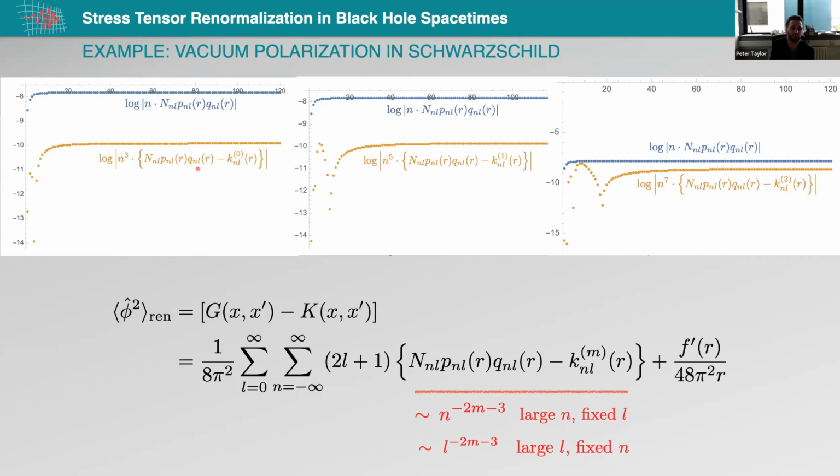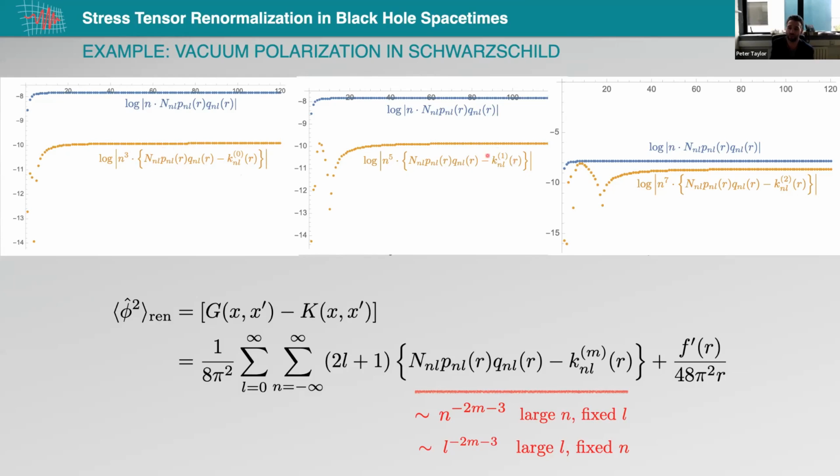So if I take fixed L and just plot the large n behavior of the Green's function minus the 0th order subtraction term as a mode sum, and I multiply by n cubed and take the log of the absolute value of it, I get a straight line as n is getting large, which is telling you that this difference in the curly brackets goes like 1 over n cubed for large n and fixed L.